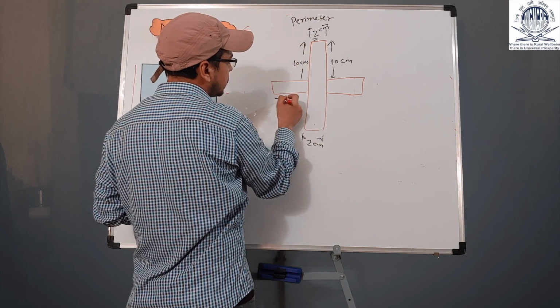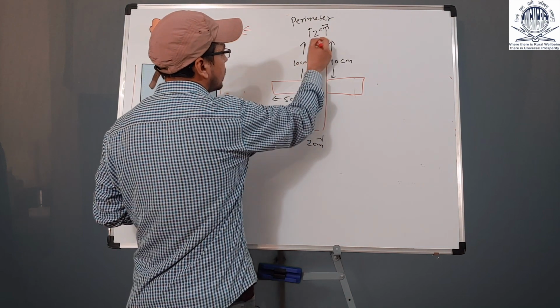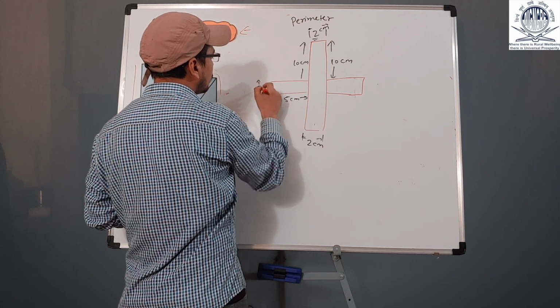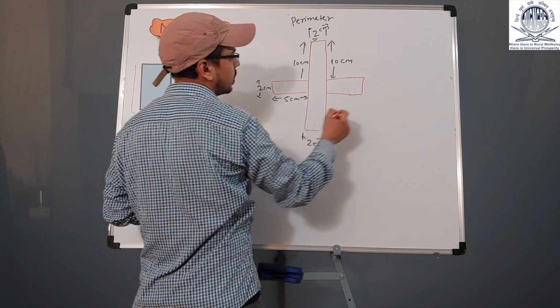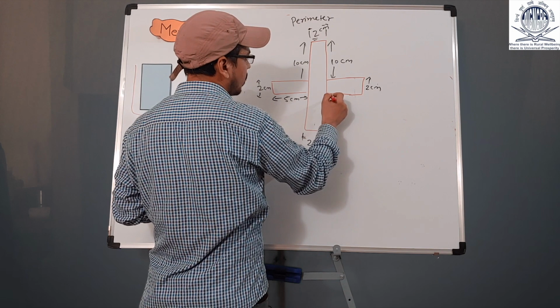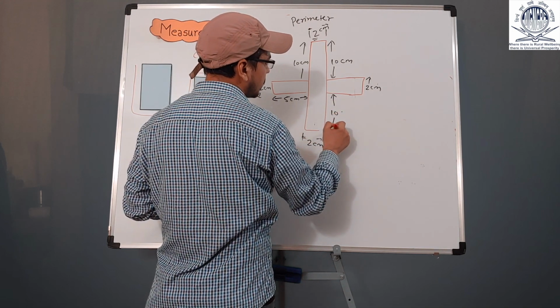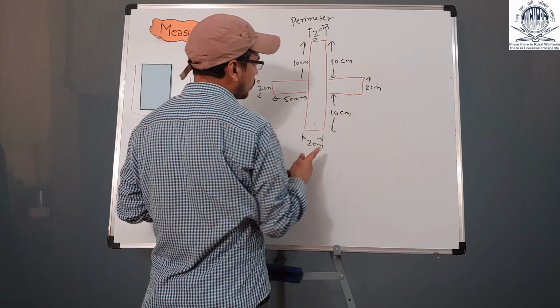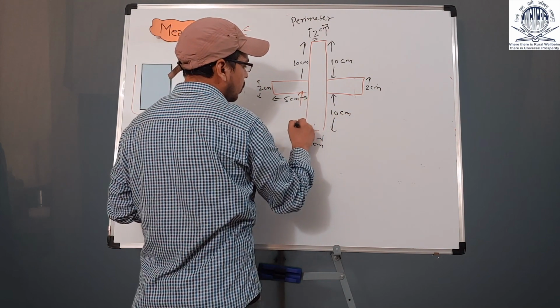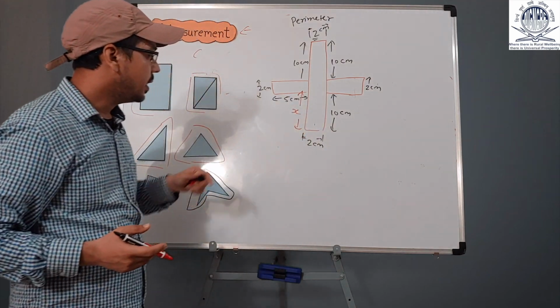And this part, let's say it's 5 centimeters from here till here, and this one is again 2 centimeters, and this part again 2 centimeters, and this part over here, let's say, is again 10 centimeters, and the opposite one, this one, would be same as this, which I'm not putting, but I'm putting that as x.